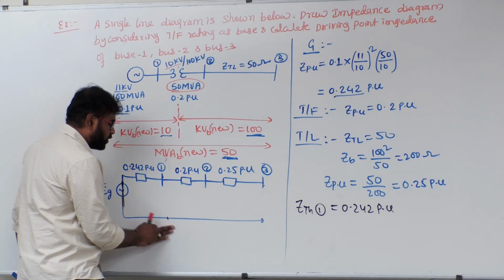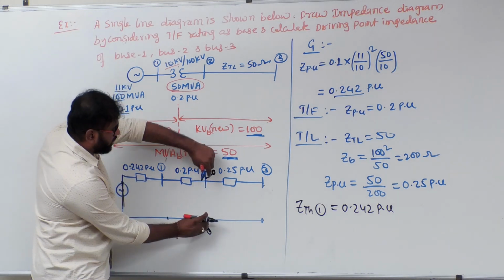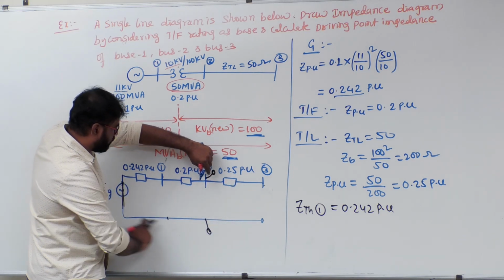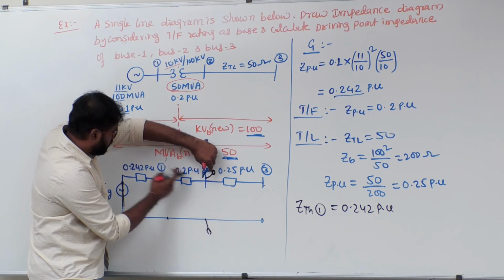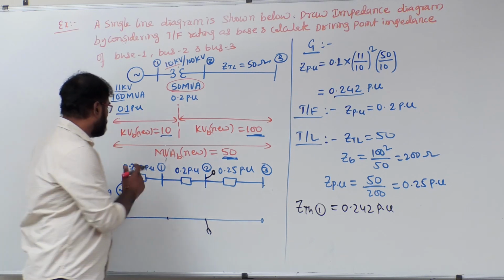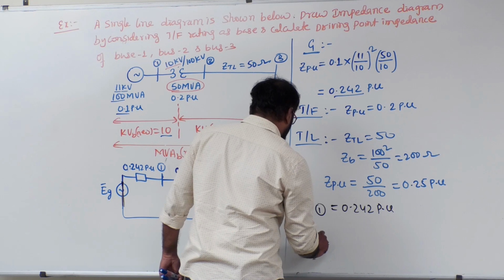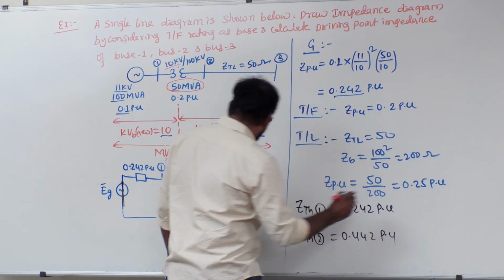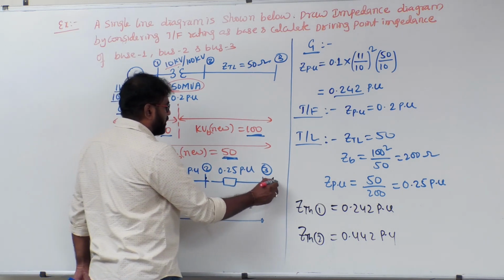Now I am writing for bus 2. Have a look. Bus 2 means you have to look from this terminal. Indirectly, this is not coming into the picture, but these two are coming in series. If I hold like this, these two are coming in series. So 0.242 and 0.2 will be 0.442 per unit. Z Thevenin 2 is 0.442 per unit.